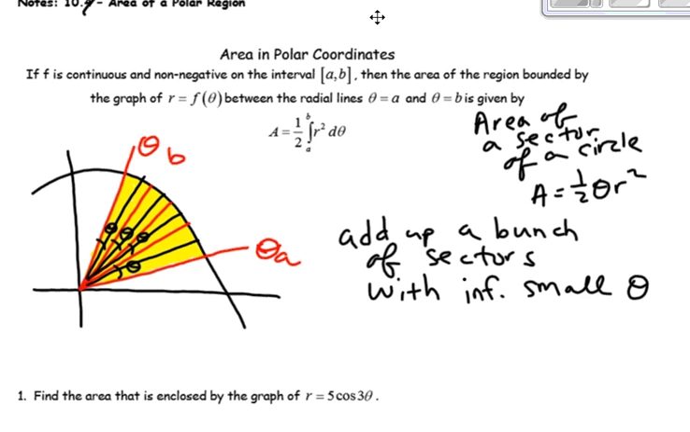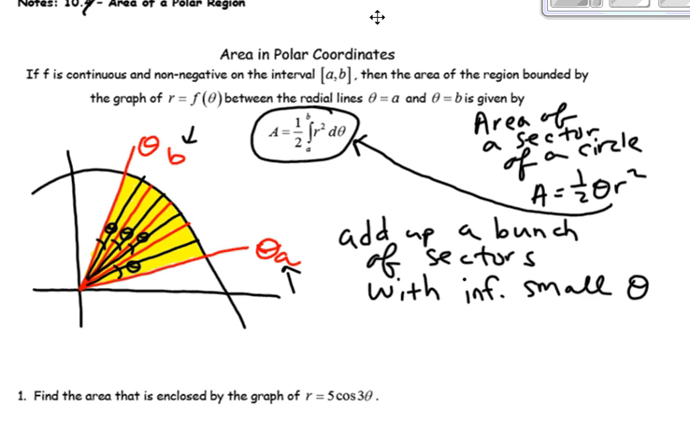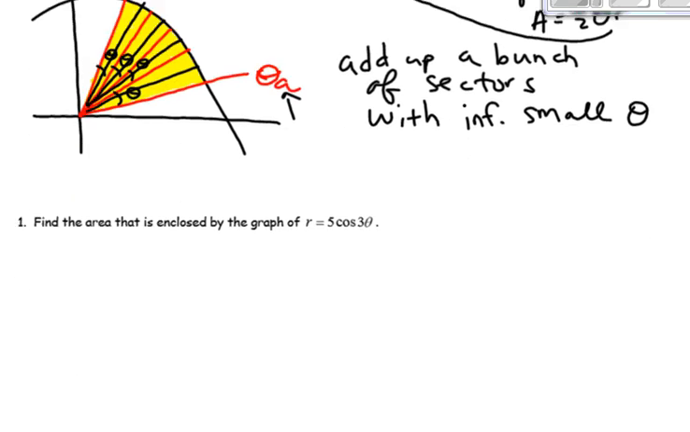So if I take that 1/2 theta r squared, the area of a sector, and I add up an infinite amount of those, then we get this equation, and that's how you take the area of a function in polar coordinates. We have the 1/2, the integral from a to b, and our a and our b are theta values, of r squared d theta. All right, and that's it, and you need to memorize that. That's huge. You will definitely have to use that. If you're ever asked for an area problem, that's what you're going to have to use, 1/2 r squared.